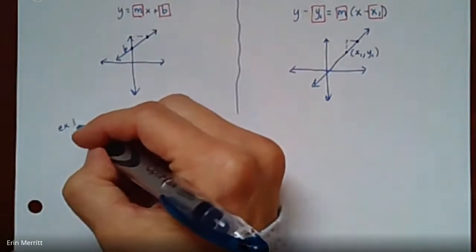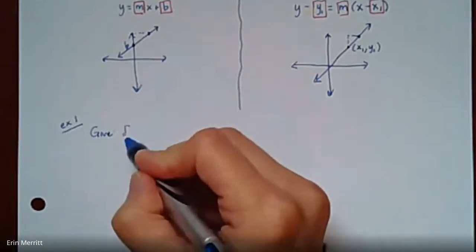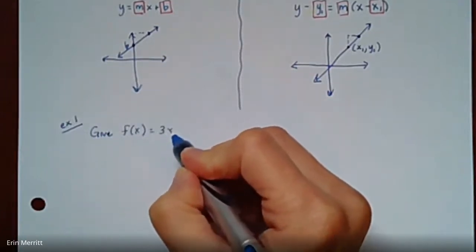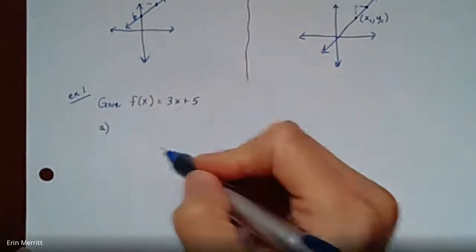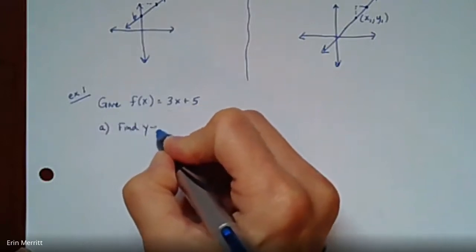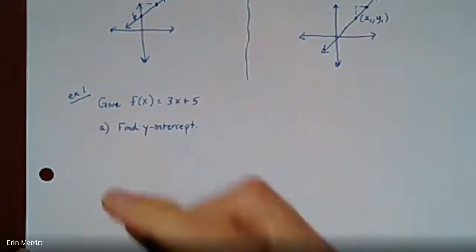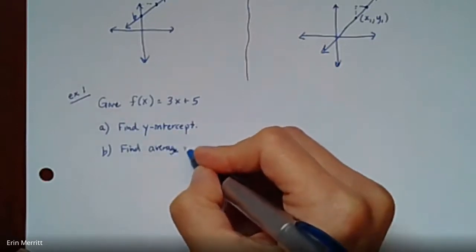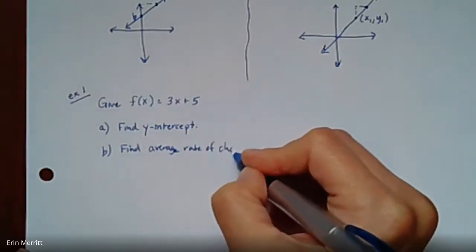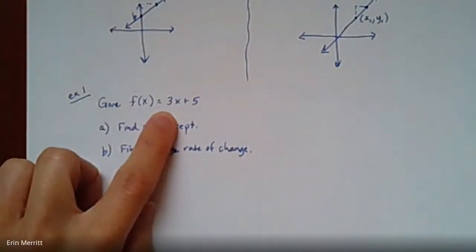The very first one, I'm going to give you a function. So if I give you f of x equals 3x plus 5, I want you to find a couple of things. So first thing I want you to find is the y-intercept. Right? And then the second thing is I want you to find the average rate of change.